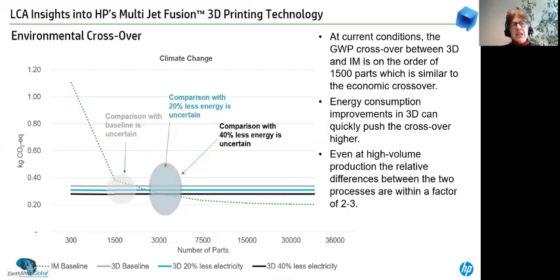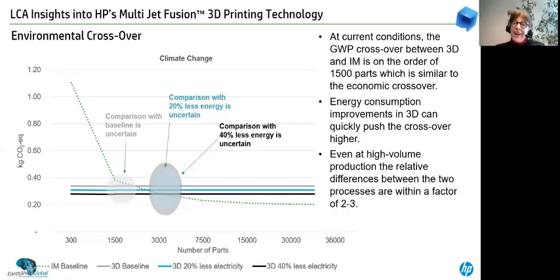Now, when I say it's uncertain, what does that mean? It means that at this point, if the 3D printing process could reduce its energy by as much as 20%, with the information that we have today, our background data, our data quality, those two processes are indistinguishable in the area of greenhouse gases. It turned out it was indistinguishable in actually most of the categories right around there.